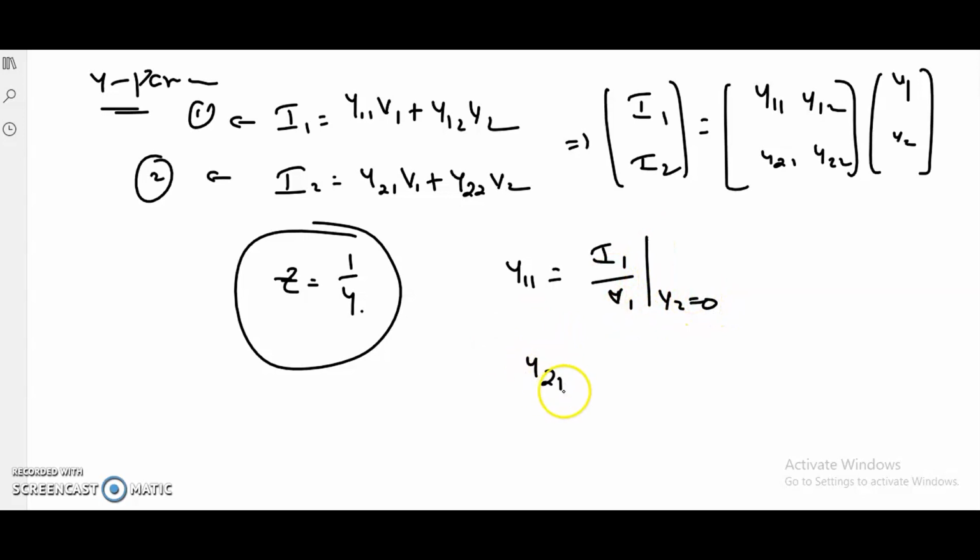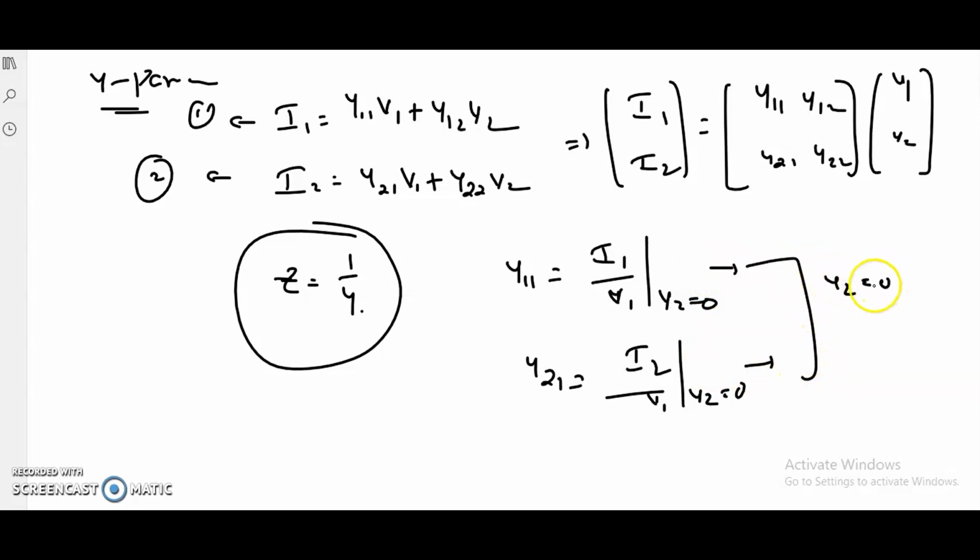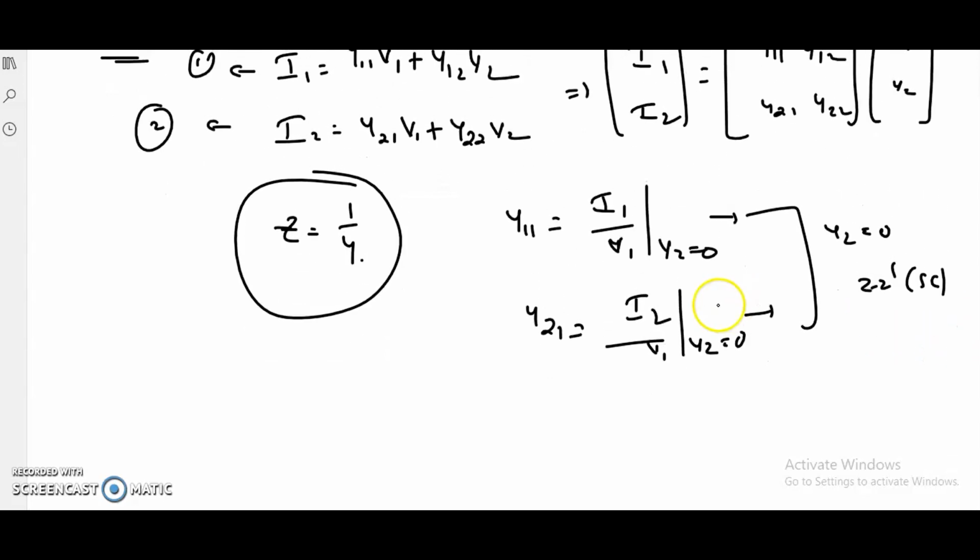And similarly, y21 is equal to I2 by V1 at V2 is equal to 0. So it is the input admittance and the transfer admittance, and we will get both of these whenever V2 is equal to 0, that means the output voltage is 0. Output voltage 0 means the port or the terminals 2 and 2 dash have to be short circuited.